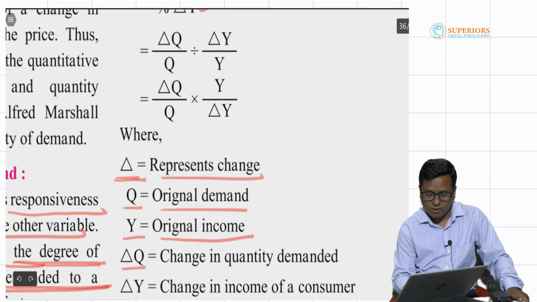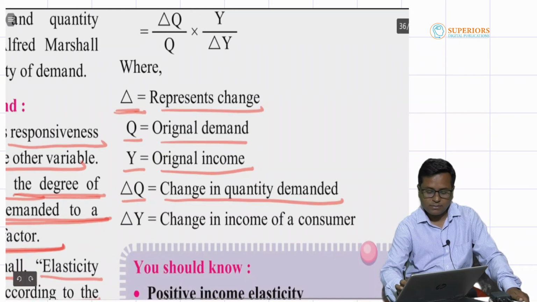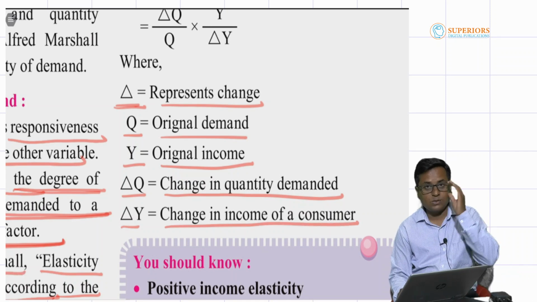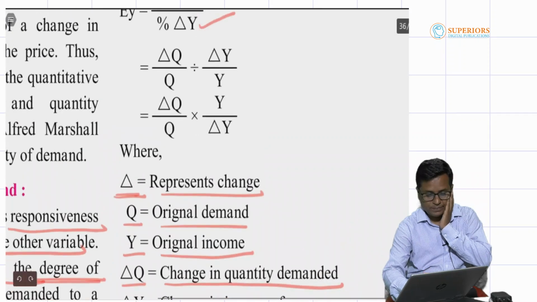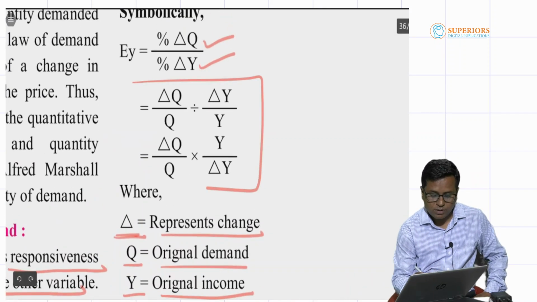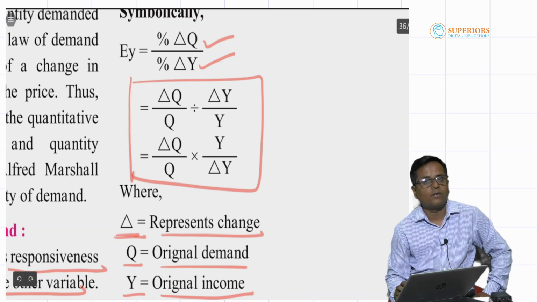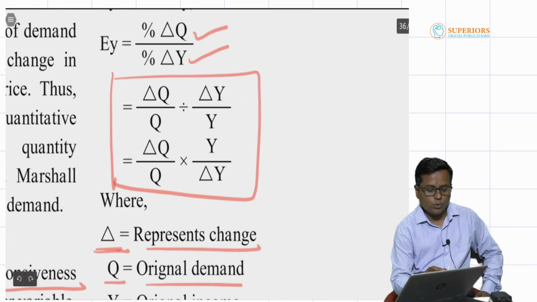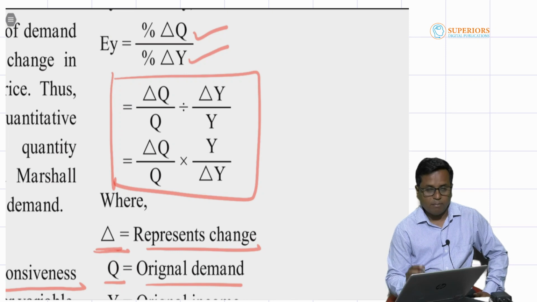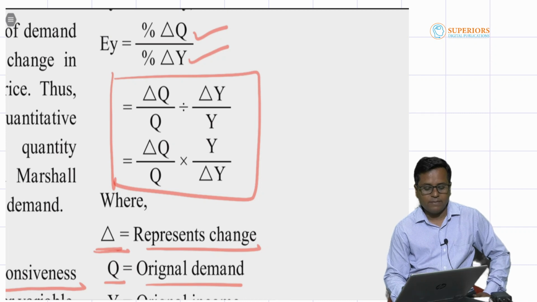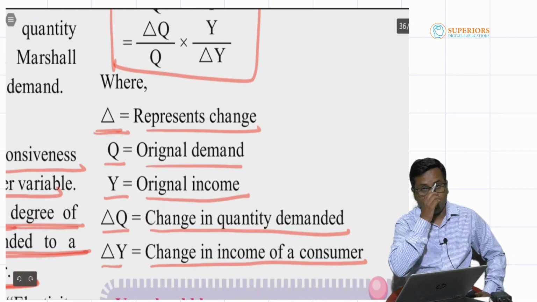Delta Q stands for change in quantity demanded. Delta Y stands for change in consumer's income. Here you can see the formula of measuring income elasticity of demand: delta Q divided by Q upon delta Y divided by Y. In multiplication, it becomes delta Q divided by Q into Y divided by delta Y.